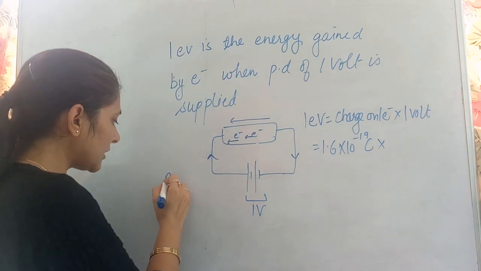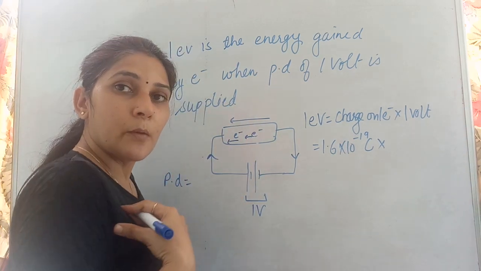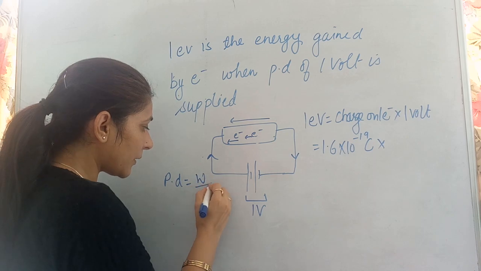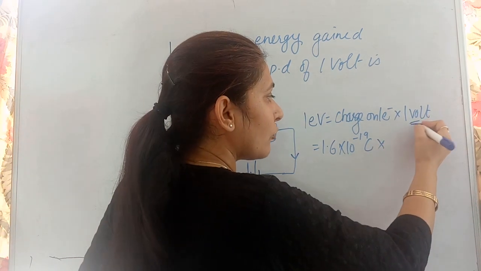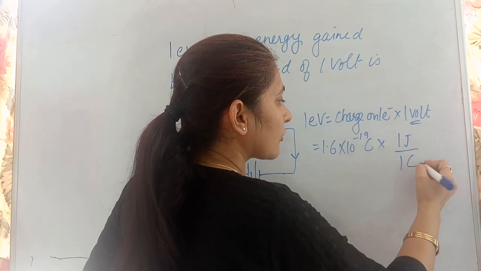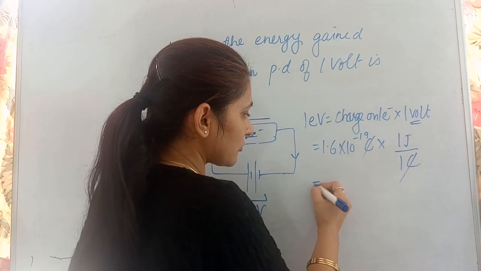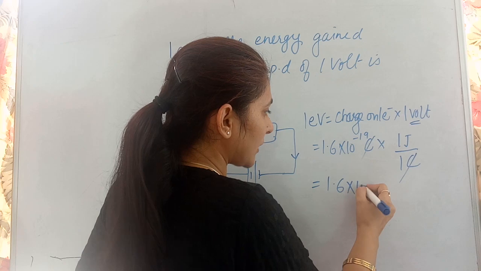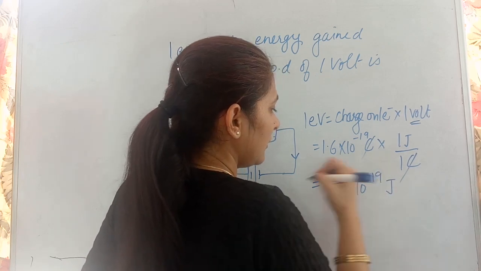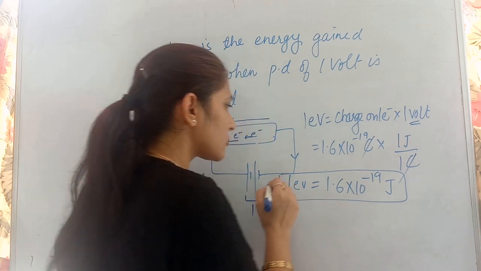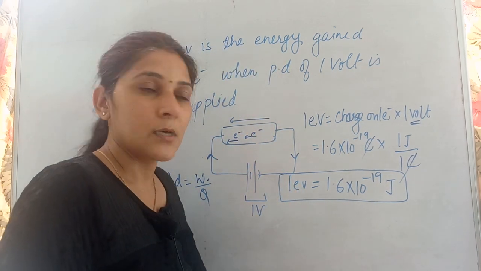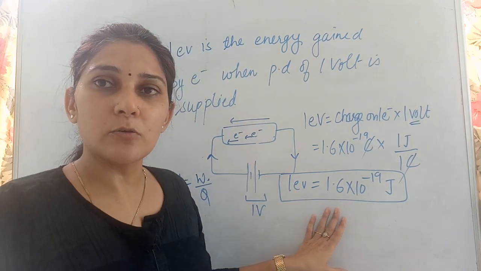Potential difference is given by what? Potential difference is work done per unit charge. So work done is denoted in joules. So 1 volt is 1 joule upon 1 coulomb. So this coulomb is cancelled. So this will become 1.6 into 10 raised to the power minus 19 joule. So 1 electron volt is 1.6 into 10 raised to the power minus 19 joule. This is one of the important relations. You need to remember it.